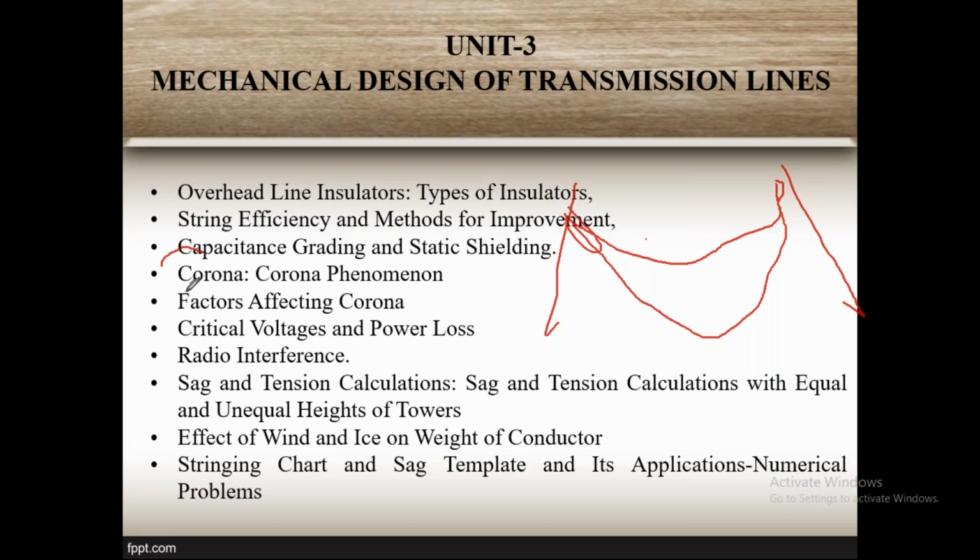Next one is corona. This is the third loss we are facing in the transmission system. What is the meaning of corona loss? Suppose our transmission line is travelling in environmental conditions. It is completely metal. You already studied in chemistry that if a metal is placed in environmental conditions, due to chemical reaction its properties will change.